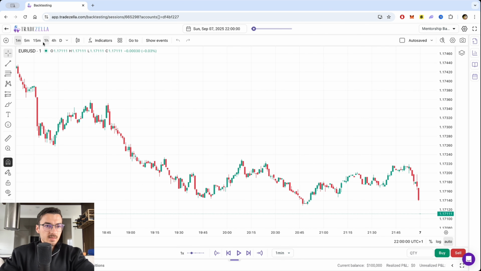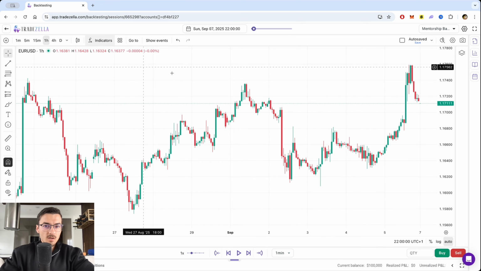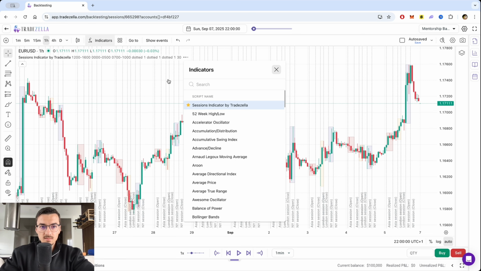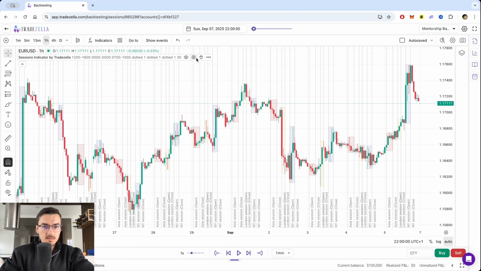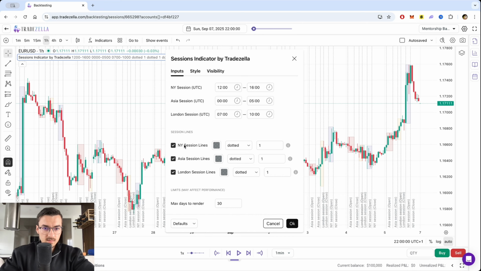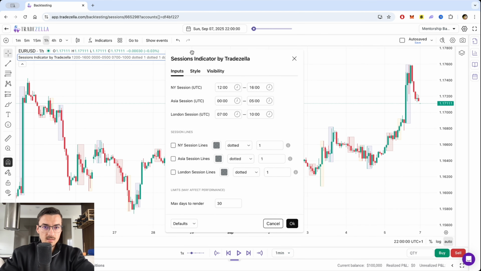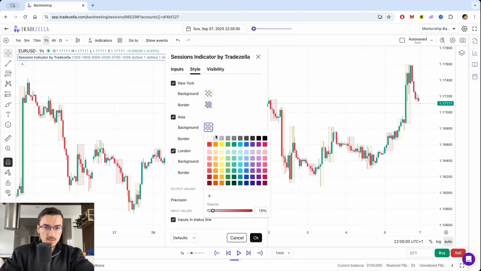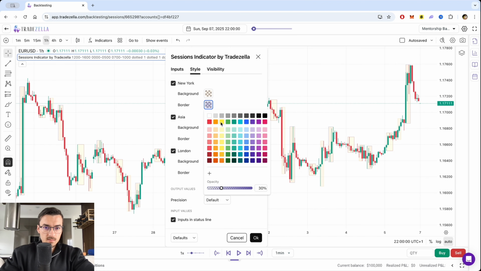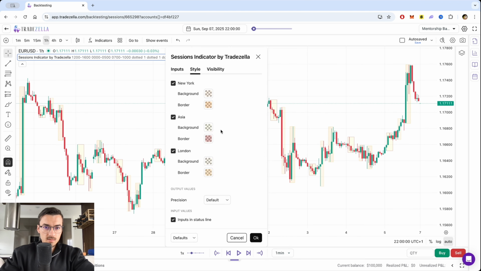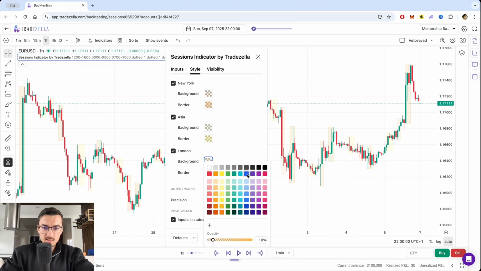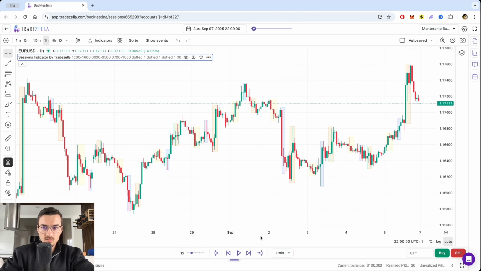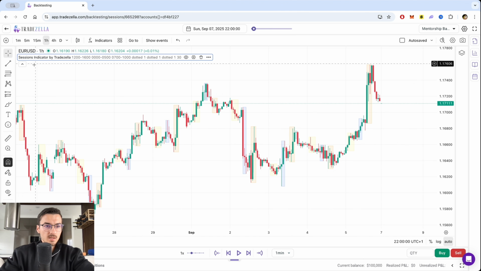Alright, so obviously I gotta pull up a sessions indicator, and I gotta customize this because this is ugly. I don't need the lines, and I want to set the background like this, no, like this. Yeah, sorry about this, guys. Sometimes the layout is good, sometimes I need to redo it, but hey, we all good.